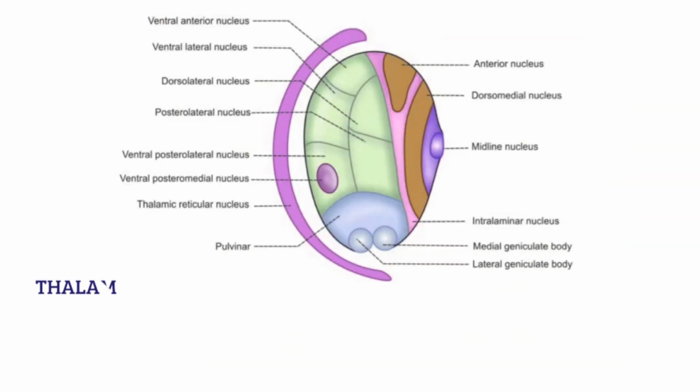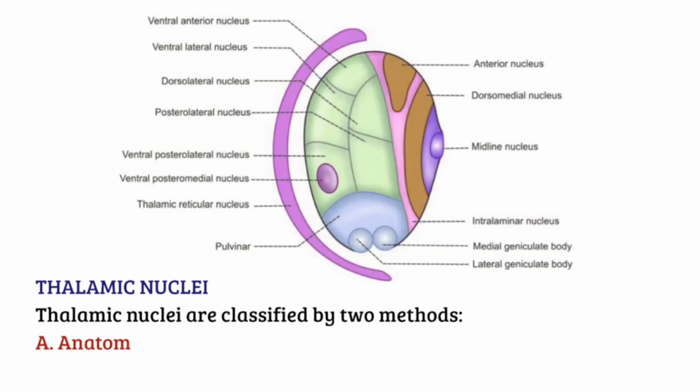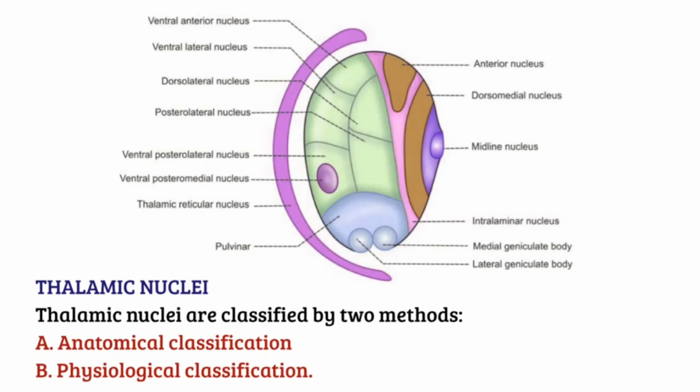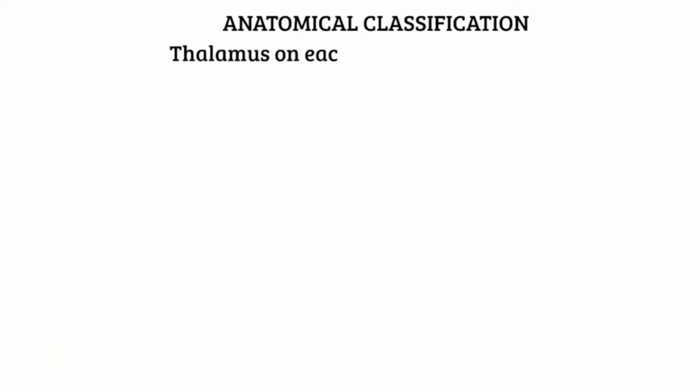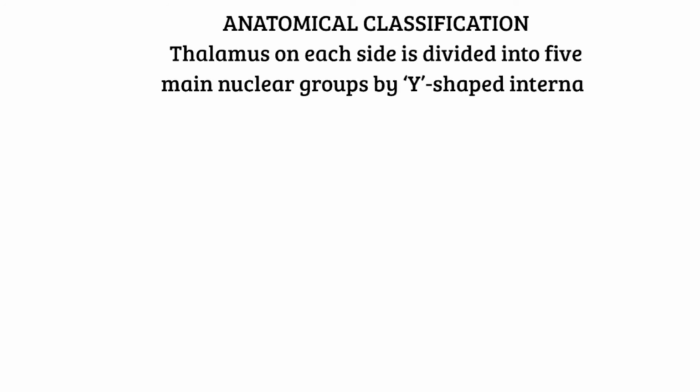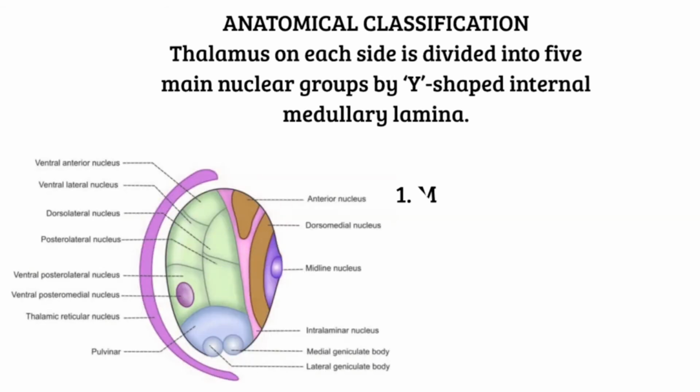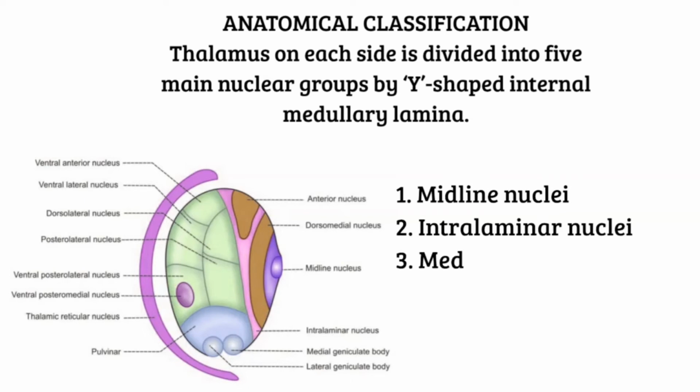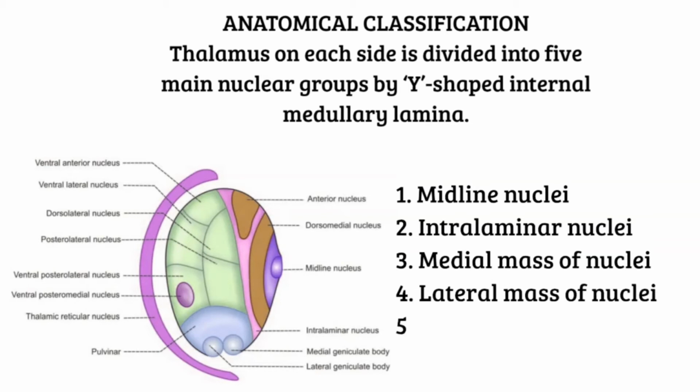Now we are moving to thalamic nuclei. These thalamic nuclei are classified by two methods: anatomical classification and physiological classification. So first of all we will see the anatomical classification. Thalamus on each side is divided into 5 main nuclear groups by Y-shaped internal medullary lamina. Now the nuclei are midline nuclei, intralaminar nuclei, medial mass of nuclei, lateral mass of nuclei and posterior group of nuclei.